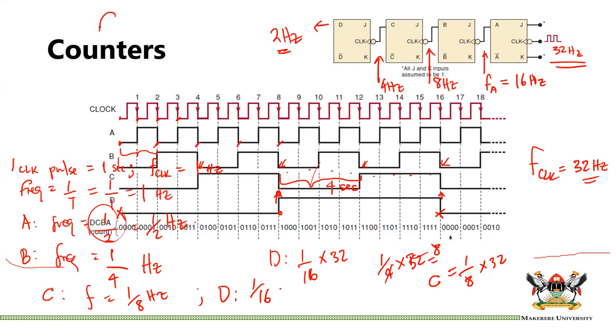We call this frequency division. So if I have a clock that gives me 32 hertz, but I need a signal of 2 hertz, I can arrange my flip-flops in such a manner that on the output, I get a signal whose frequency is lower, in this case, 2 hertz. That is an application of ripple counters, in fact, of all counters: frequency division. We can use them to divide the frequency we have to a frequency that we would like to have.